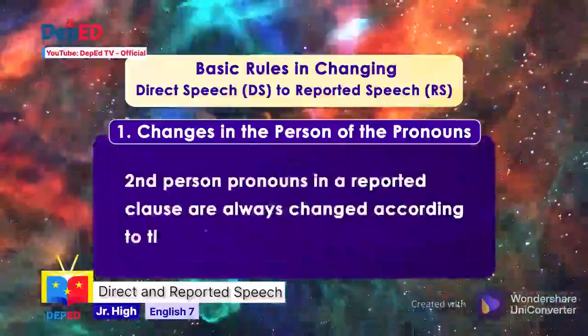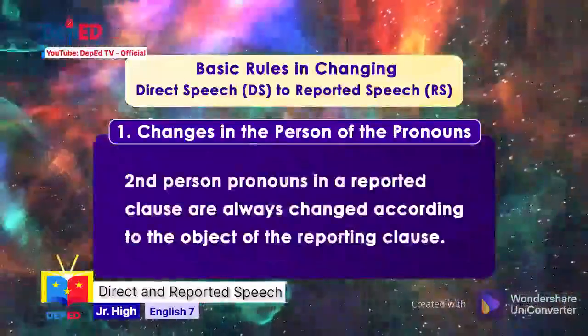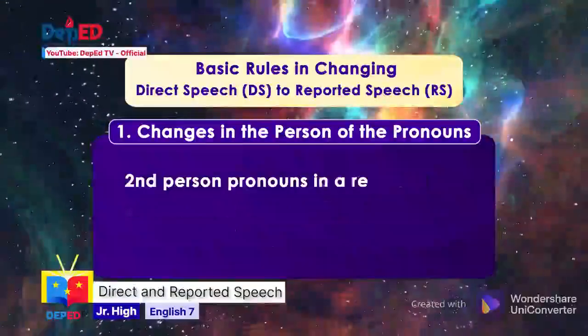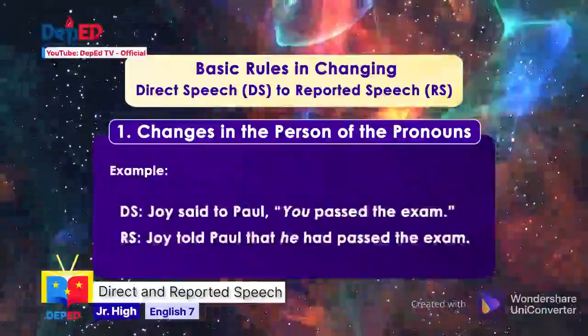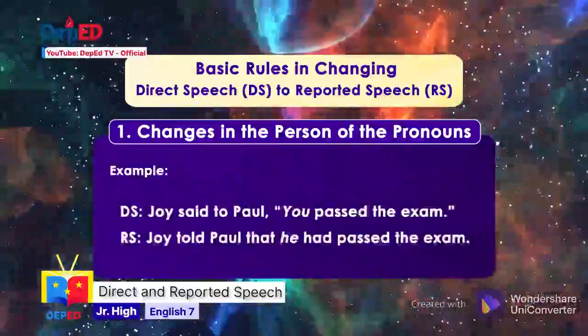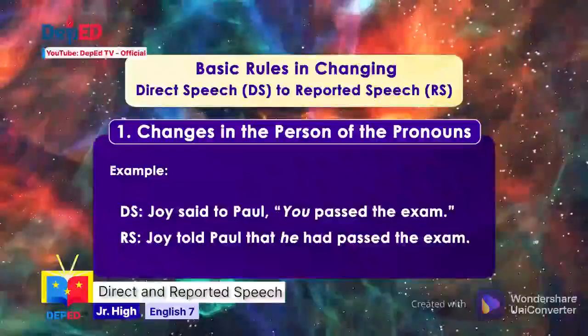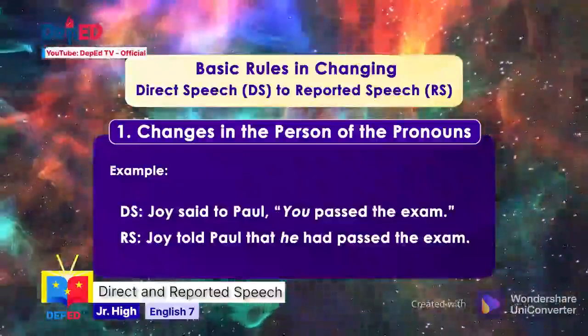Second-person pronouns in a reported clause are always changed according to the object of the reporting clause. Examples. DS. Joy said to Paul, "You passed the exam." RS. Joy told Paul that he had passed the exam.